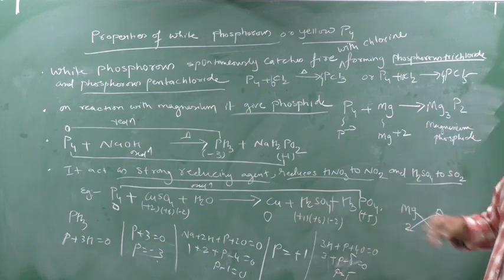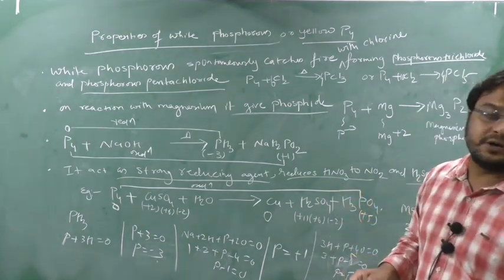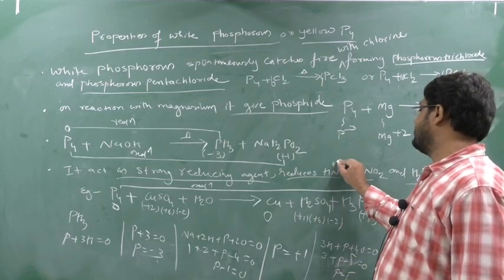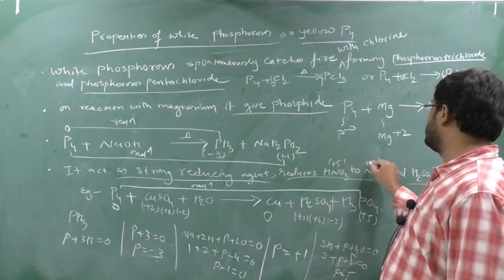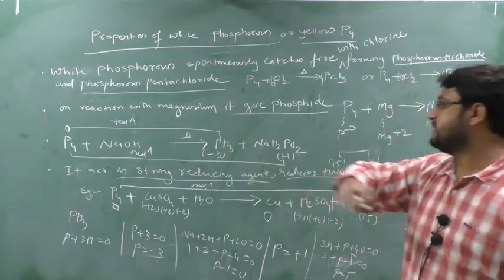it reduces HNO3 to NO2. Why? See, in HNO3 if you calculate the nitrogen oxidation state, it will be +5. Yes or no? And here +4. So +5 to +4, reduced. Who will reduce? This P4.